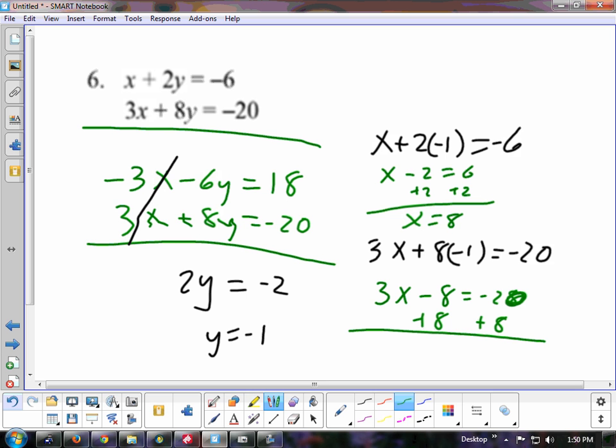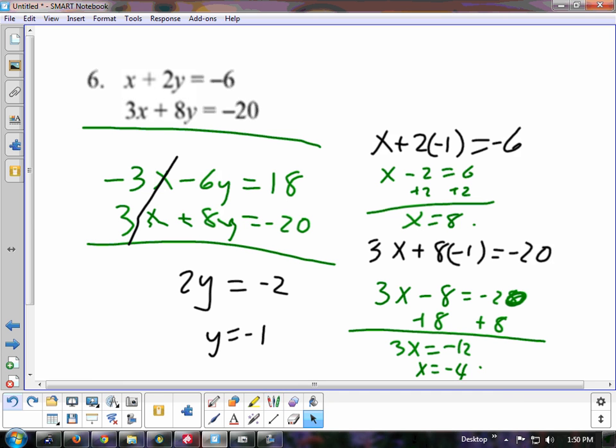Doesn't look like it's going to work out. Something's wrong. I made a mistake. Oh, that's why. It should be negative 6. So, okay, let me just keep going with this. So it's not going to check. So I got 3x equals negative 12. X equals negative 4. Okay, these don't check.